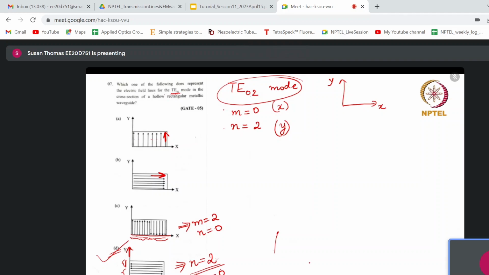In a similar way, in the first option along Y there is no variation, and along X, M is equal to 1, N is equal to 0. And in option B, along X there is no variation, so M is 0, and along Y there is 1 half. When there are two halves, one half will be in this direction and the other half will be in the other direction.